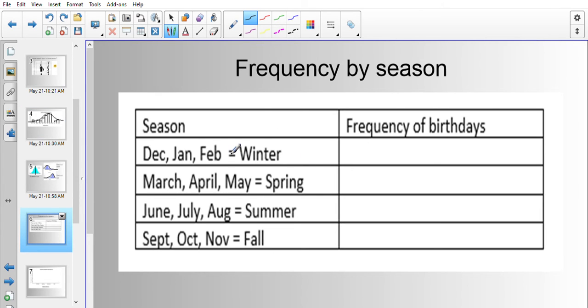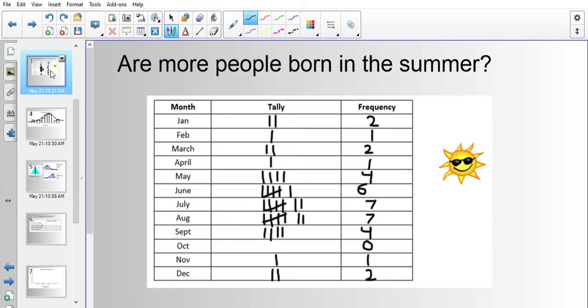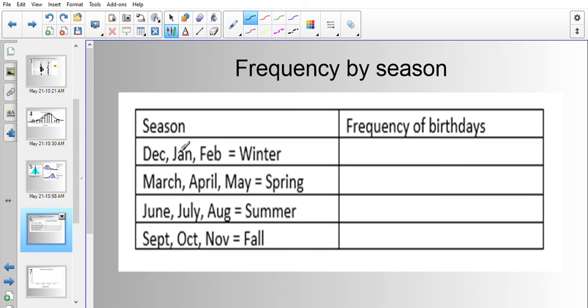So let's see what happens to our graph if we do frequency by season. So remember up here, we did births by months, but now we're going to lump these together. We're going to lump them in groups of 3, okay? So we're going to have December, January, February, the winter months, and then the spring months, and the summer months, and the fall months. And let's see what happens to our graph when we organize our data this way.